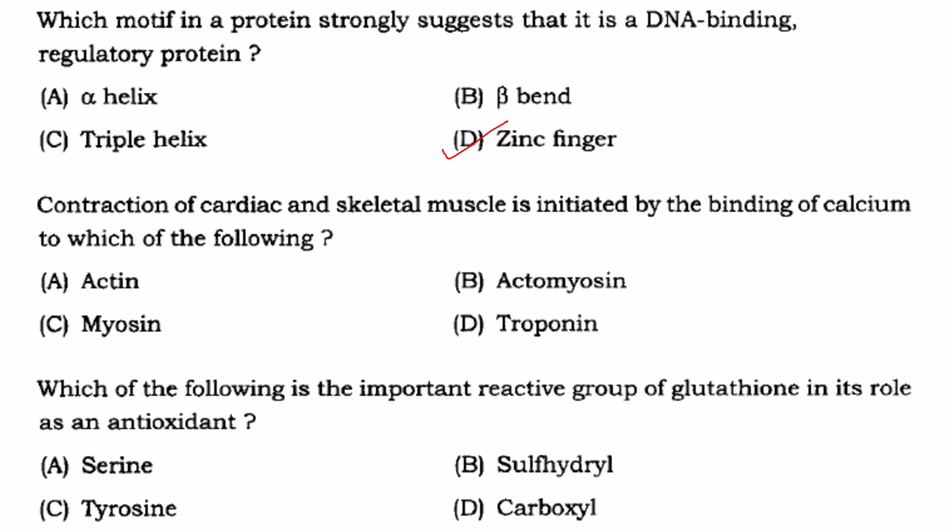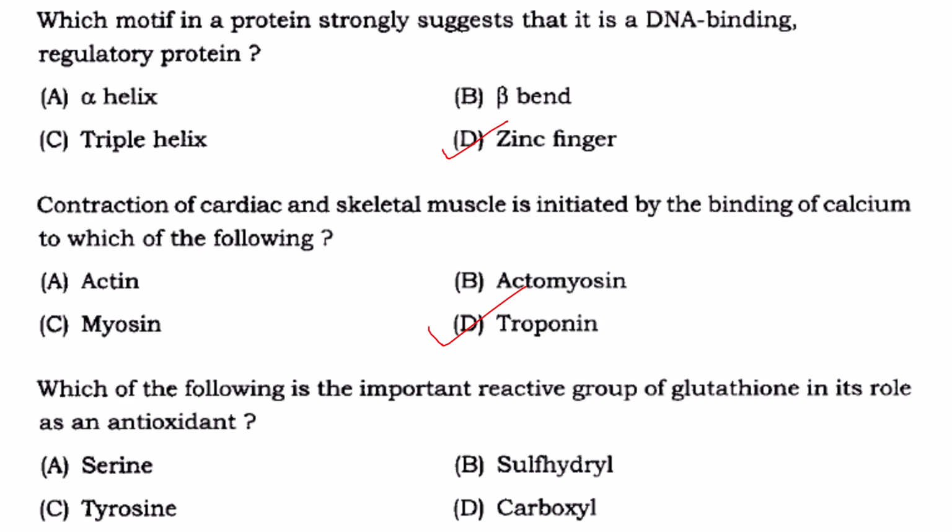This in turn, it will move the tropomyosin away from the active site of the actin filament. Now this active site can bind to myosin heads and result in contraction. So contraction of cardiac and skeletal muscle is initiated by binding of calcium to which of the following? It is troponin C or troponin as in given options, that is answer D.